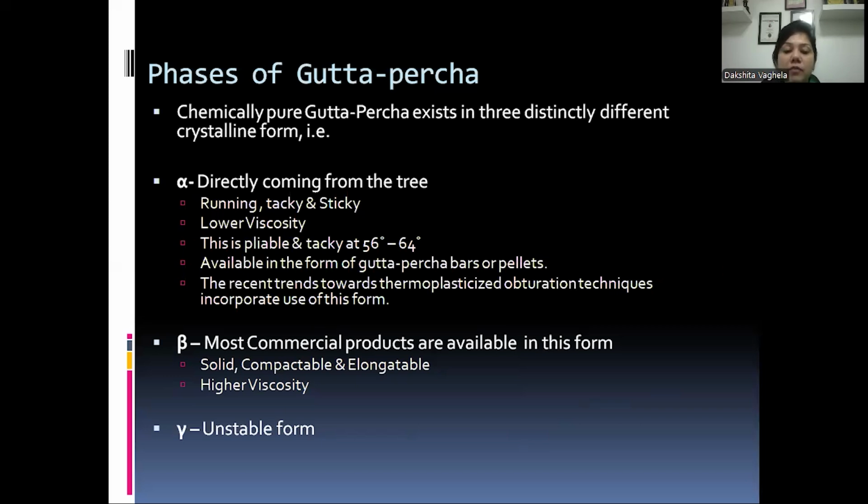Then we come to the beta form. Beta is what we get as commercially available gutta percha cones. So this is solid, compactable, and elongatable. It has higher viscosity. And the gamma form is not used because it is an unstable form, right? So in case of heat-treated gutta percha, where you need thermoplasticized, you require the alpha form of gutta percha. Normally, the cones which we get are beta form.